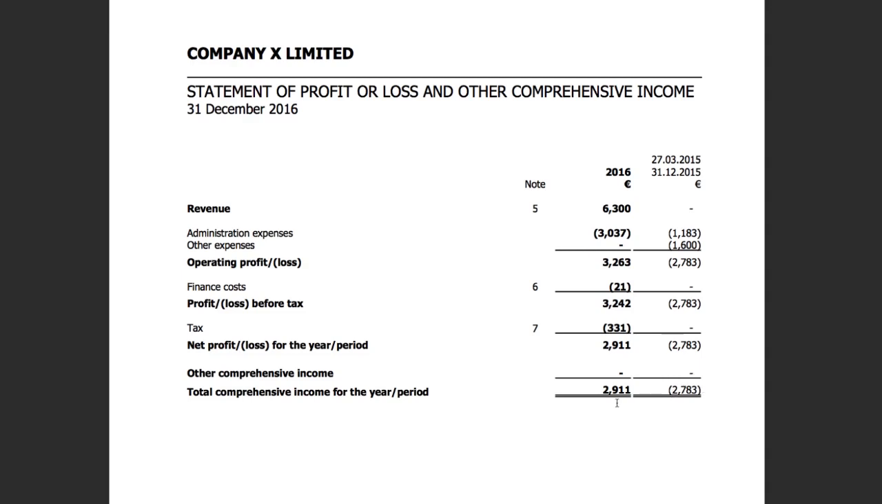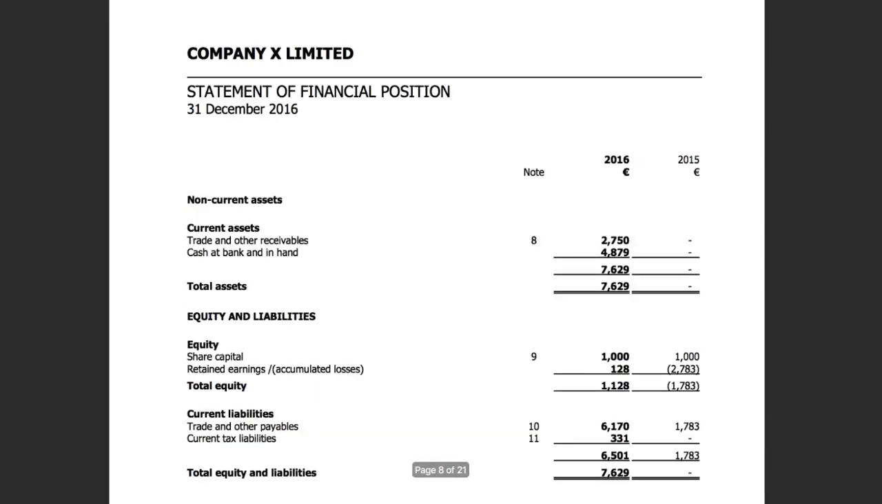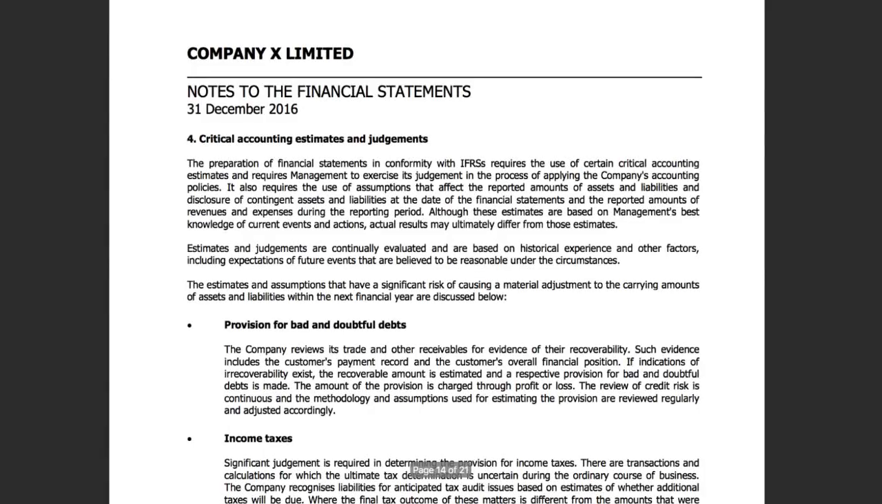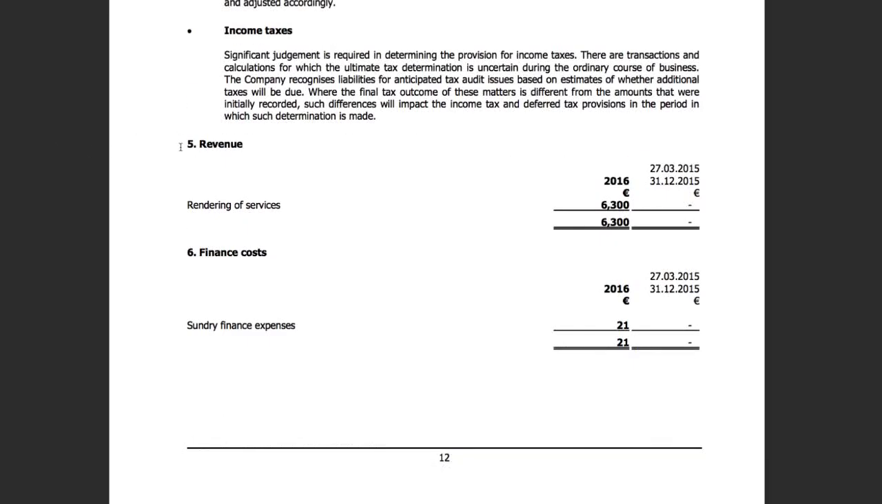Okay, this is a very simple company for illustration purposes, hence the numbers and the notes are very plain and simple. Say we want to know how this revenue is being derived. We need to go into note 5. It's important to remember that this is not page 5 but note 5. So we need to go through the financial statements. This is note 1, 2, 3, 4, 5. We come to revenue. Revenue of 6,300 was generated from the rendering of services. There's no more information here, so we'll take it as it is.